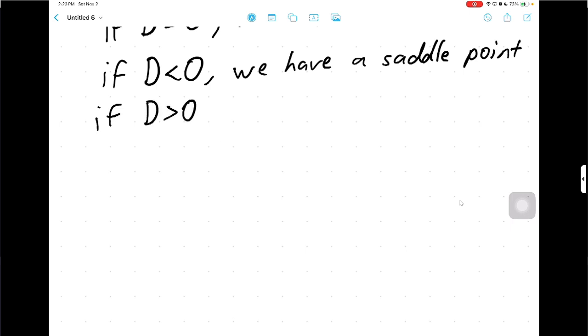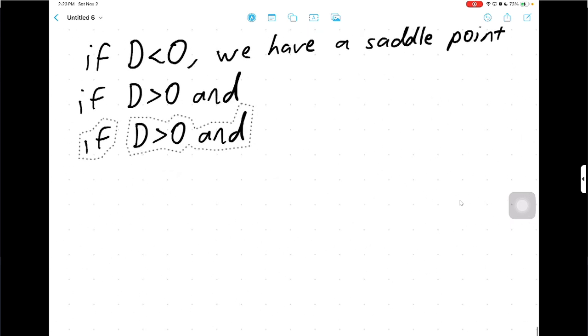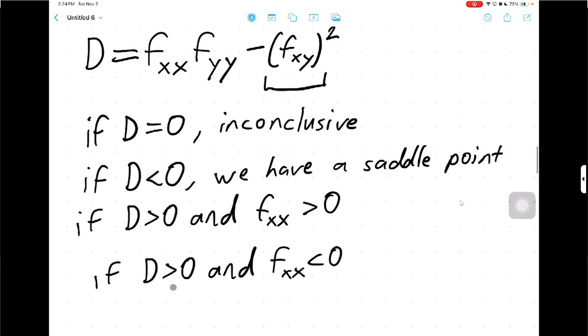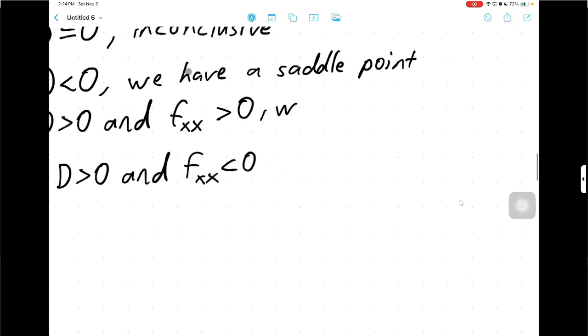Now, if D is bigger than 0, we're going to have two cases here. Let me just go copy paste this twice. We're going to have the one where fxx is bigger than 0 and fxx is less than 0. Or fyy as well, but when we have D bigger than 0, it's implying that these two here have the same sign. So here, we have fxx bigger than 0. We're going to have a local minimum here. And then we have a local maximum here.